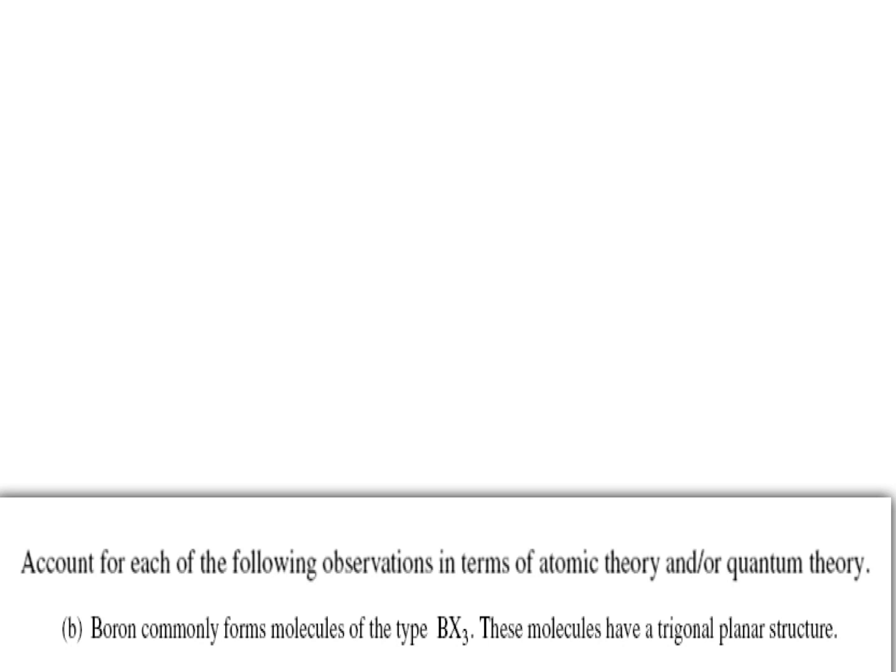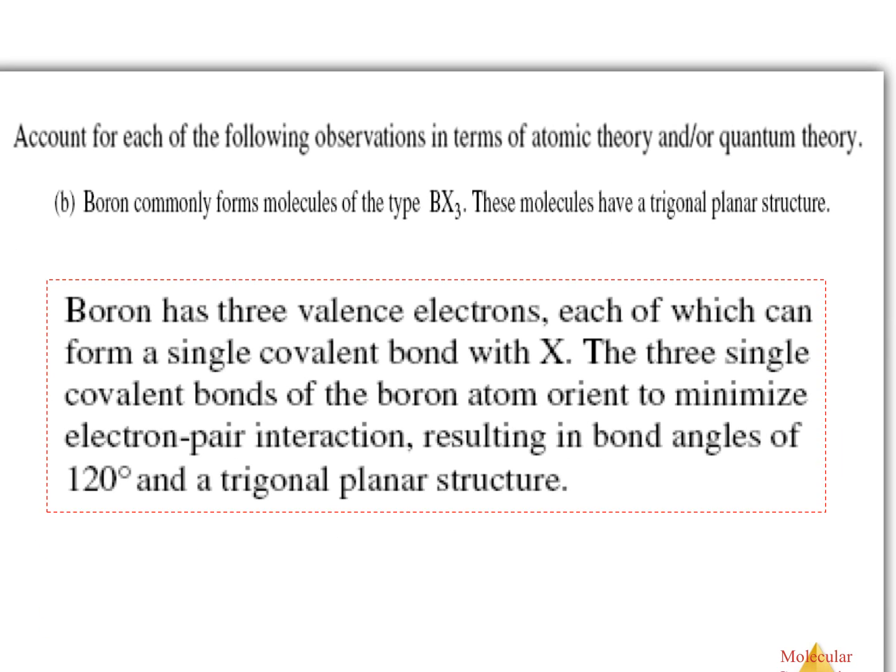So this would be a good answer. Boron has 3 valence electrons, each of which can form a single covalent bond with X. The 3 single covalent bonds on the boron atom orient to minimize electron pair interactions, resulting in bond angles of 120 degrees.